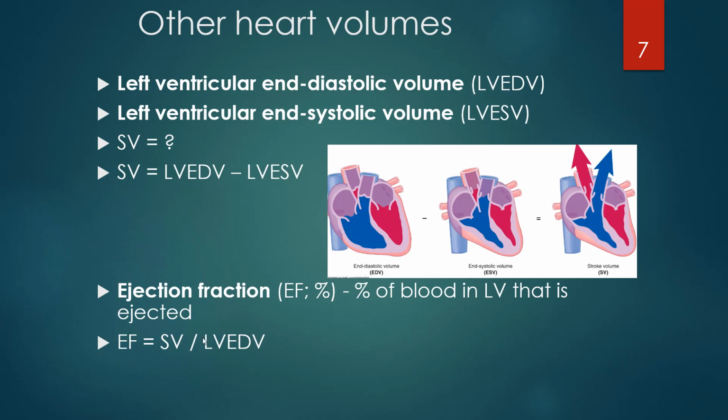And then another volume for you, ejection fraction, is a percent. It's the percent of blood that's in the left ventricle that was ejected. We can calculate this by stroke volume divided by the left ventricular end diastolic volume. In other words, if we take the stroke volume and divide it by what was initially in there, we're going to get a decimal, and we just convert that to a percent. So normal ejection fraction at rest is usually around 60 to 70%. So about 60 to 70% of that end diastolic volume is coming out of the heart.